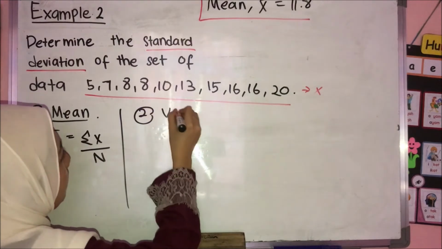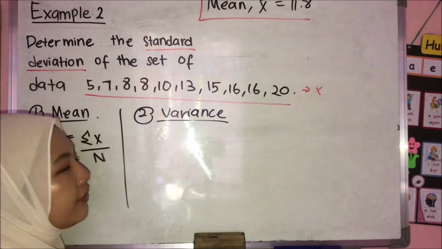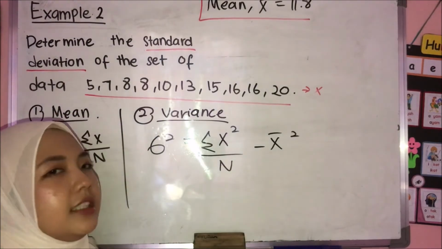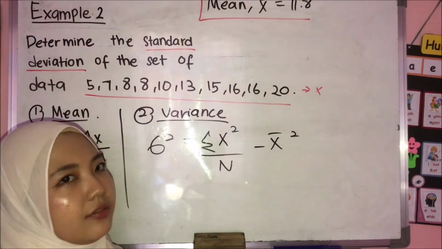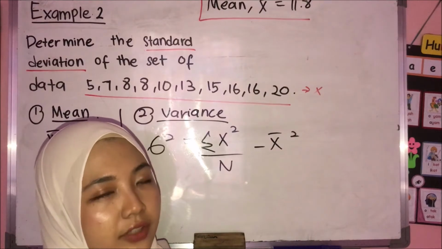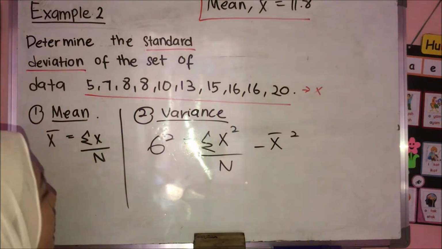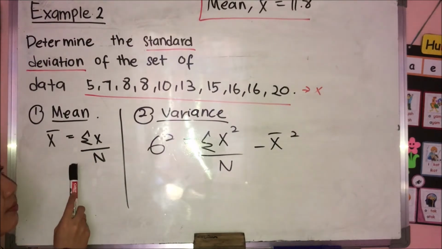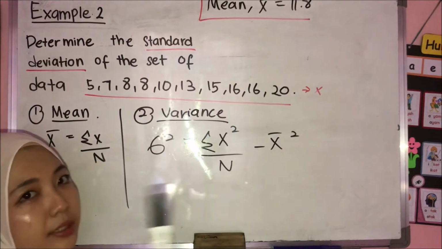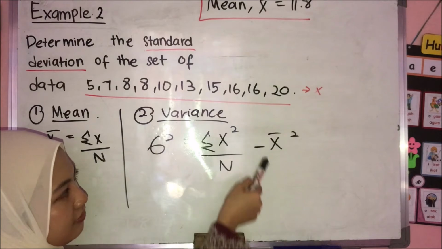Step 2, we find the variance. So what is the formula of variance? Here I use the alternative method to find variance. There are 2 formulas to find variance, and I use the alternative method. You can see this is the mean formula, and this is the variance formula. So why do we have to find the mean first? Because in the variance formula there is the mean.